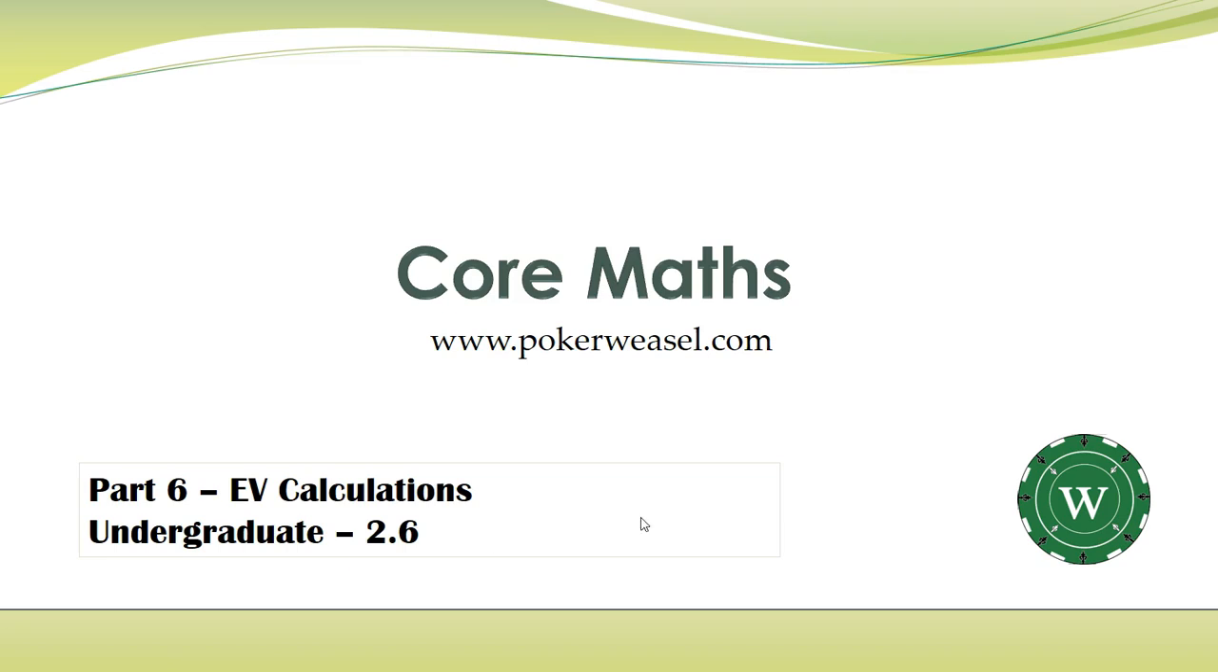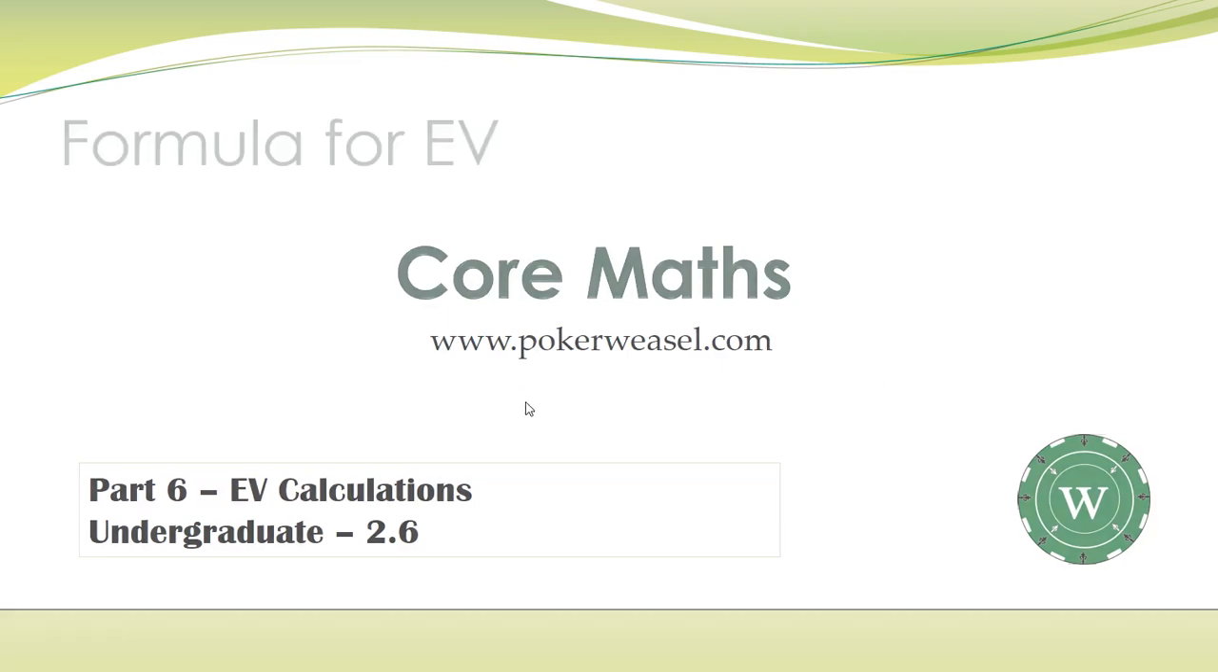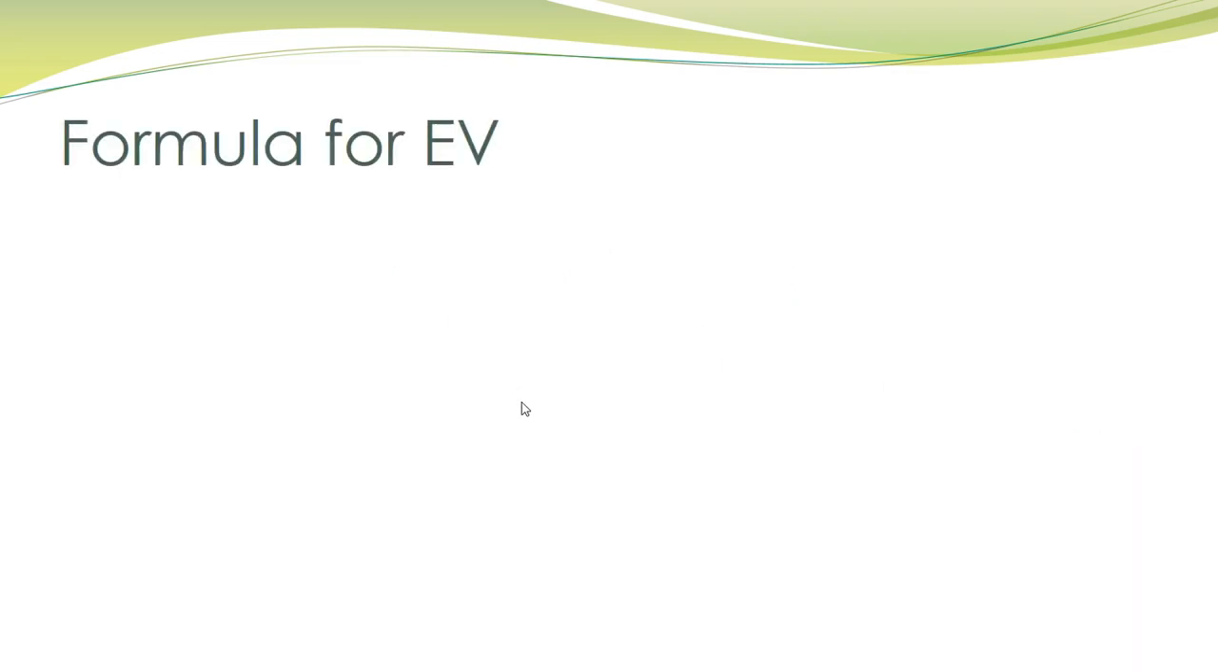In this video we're going to be talking about EV calculations. We're going to see plenty of examples of calculating expectation using the EV formula. Let's get right into it by having a look at the formula used for calculating expectation, or EV. Just so we're completely clear, EV stands for expected value. It essentially tells us how much we make or lose on average in a given poker situation.